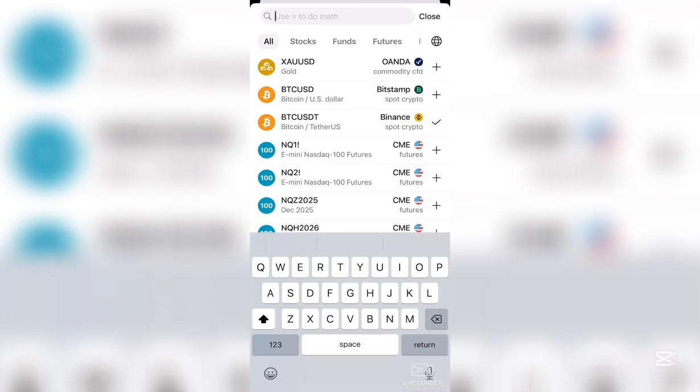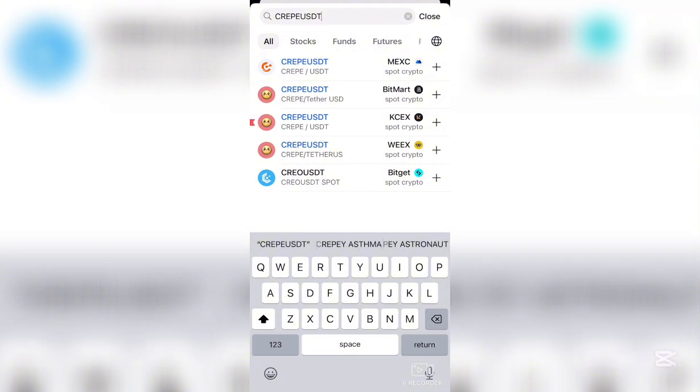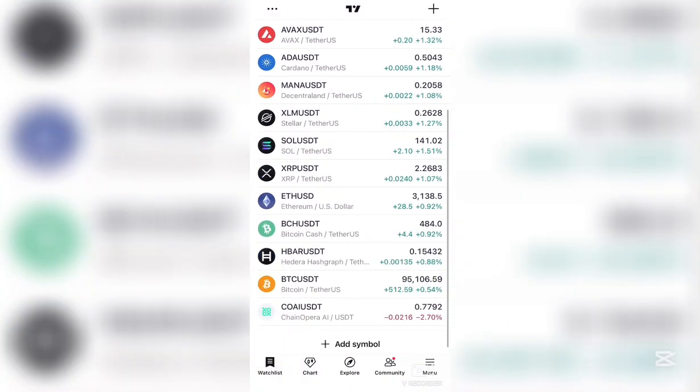So you can do the same for CREEP USDT. You see, even with CREEP there is no perpetual contract, so you can choose MEXC. So you can see that with the MEXC, the CREEP icon over there is not the actual one, so you make sure that you avoid it. But you can choose that for Bitmart. Okay, you can choose that for Bitmart. You can choose that for KCEX, and that's it.